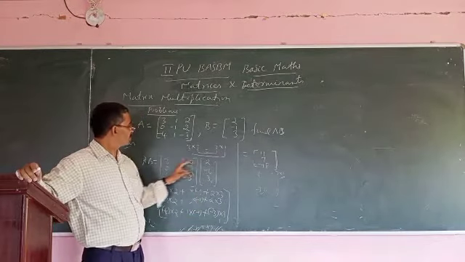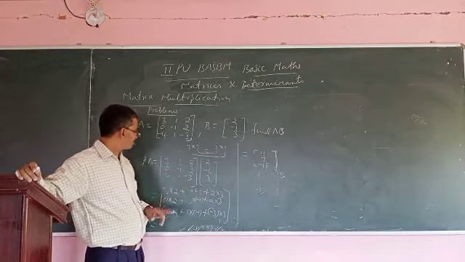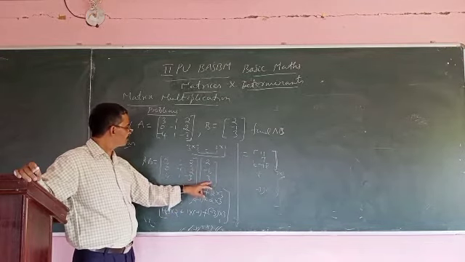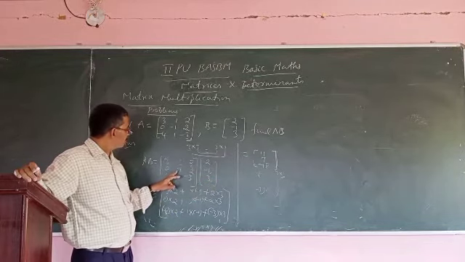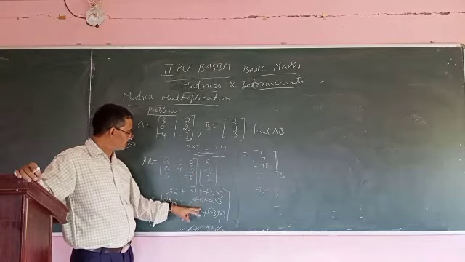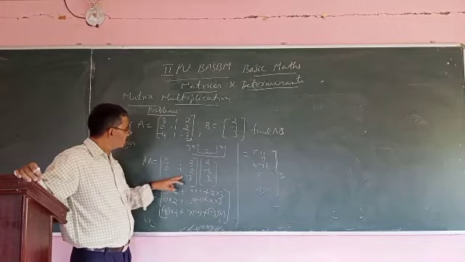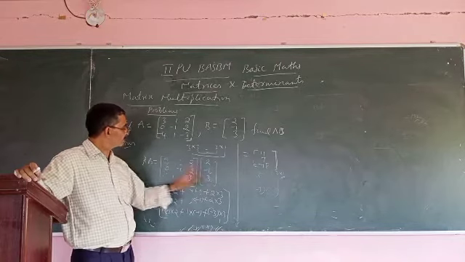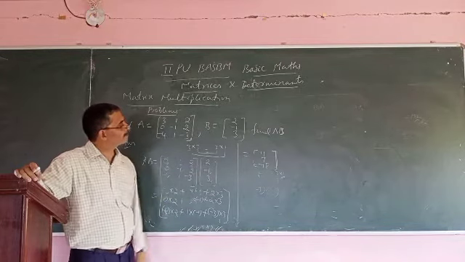So the first row into the first column is what is done: 3 into 2, 1 into minus 1, 2 into 3. Next 0 into 2, minus 1 into minus 1, 2 into 3. Next minus 4 into 2, 1 into minus 1, last minus 3 into 3. Then we simply add.